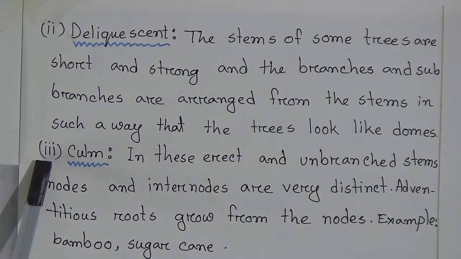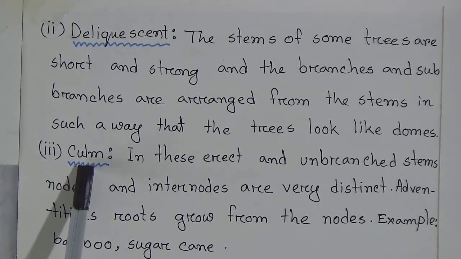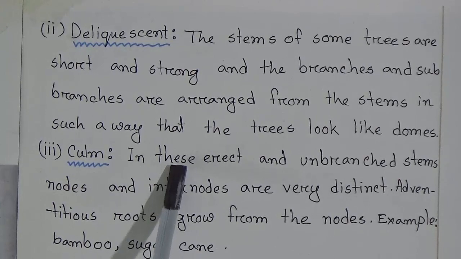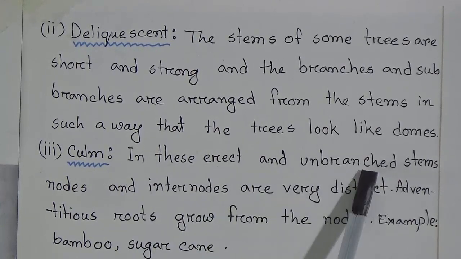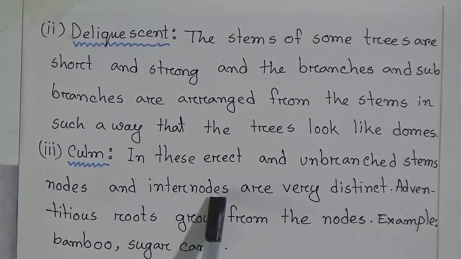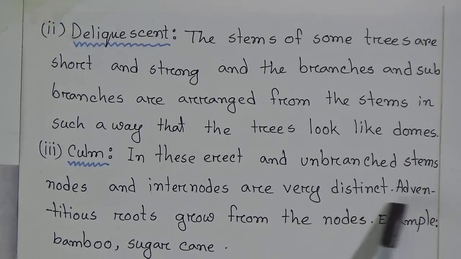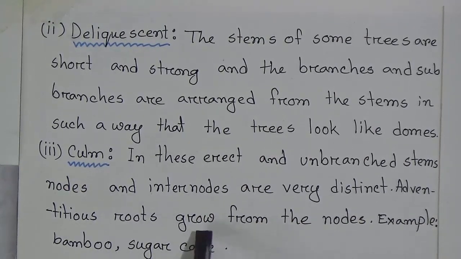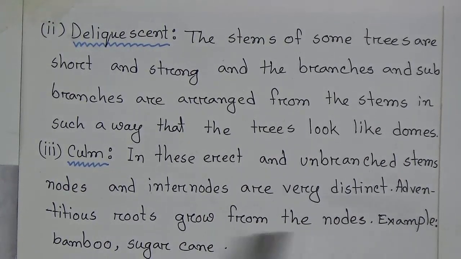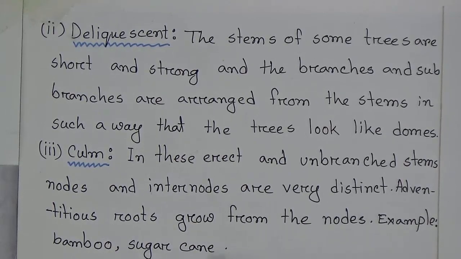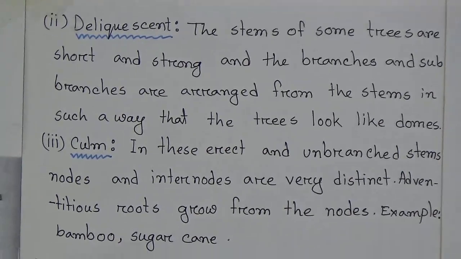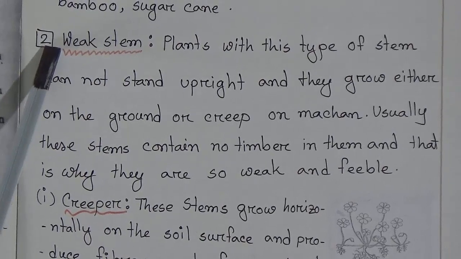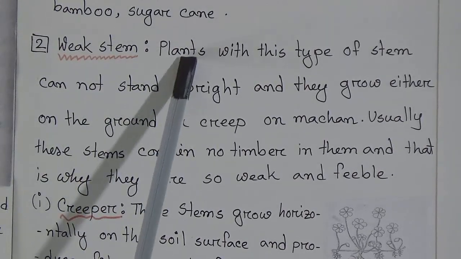Now come to our next branched stem, the palm. In this erect and unbranched stem, nodes and internodes are very distinct. Adventitious roots grow from the nodes. Examples are bamboo and sugarcane. Now go to another type of stem, the weak stem.